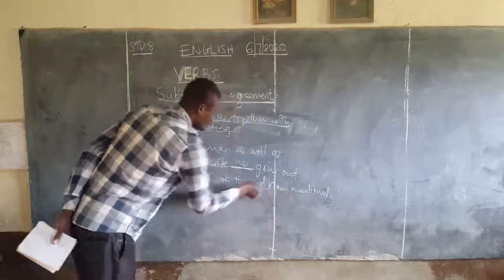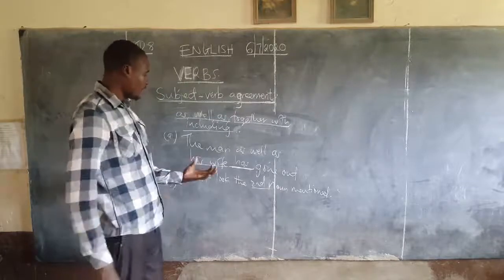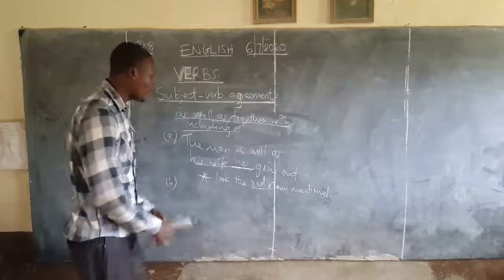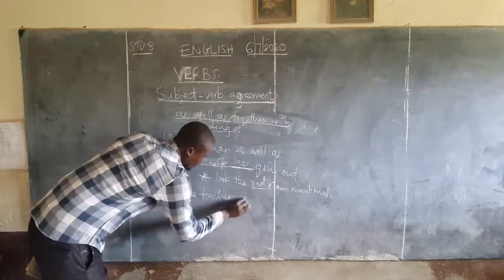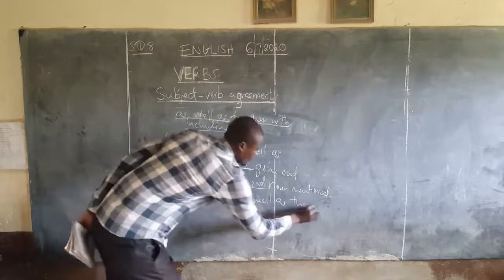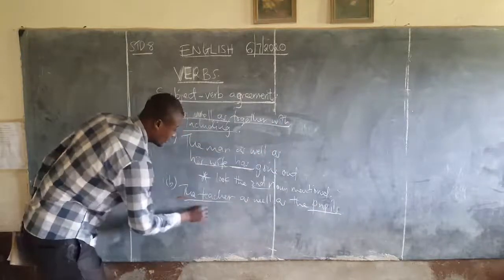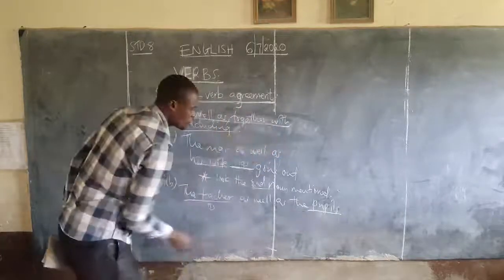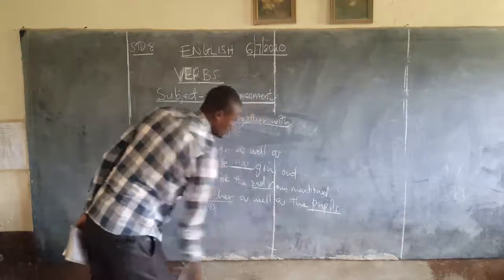Why have I said this? Consider this second sentence. If we say, the teacher as well as the pupils. The teacher is one. So pupils here are many, but the teacher here is one. This is a singular noun, and this is a plural noun. So when you look at the second one after as well, the teacher as well as the pupils.